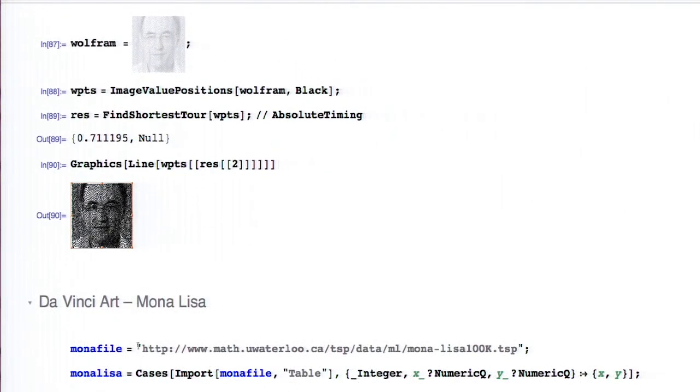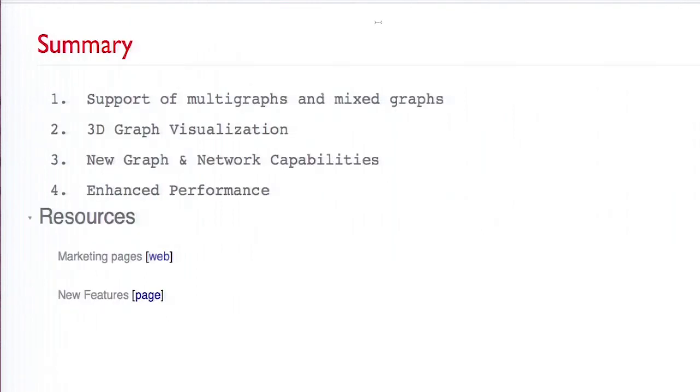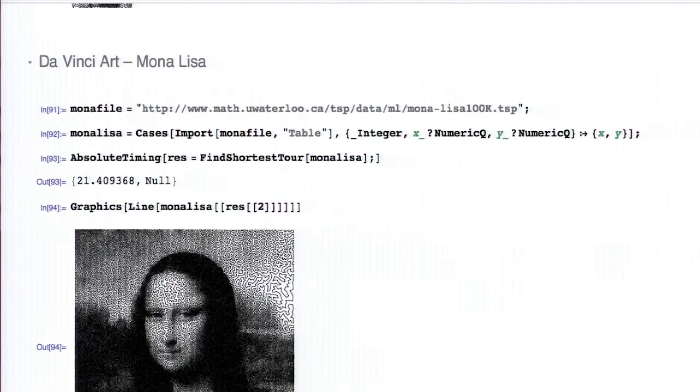And you can even do the same for Mona Lisa, which has millions of points. So it takes a couple of seconds, and then you will see at the end a nice Mona Lisa. People spend their lifetime playing with that and calling it TSP art and generating nice things. But you can do that now in 1 or 2 lines in Mathematica. Right, so Mona Lisa is taking some time. So in short, we provided support for multigraph, 3D visualization, capability enhancement. Oh, she came back. Fantastic. So this is a continuous line of Mona Lisa.